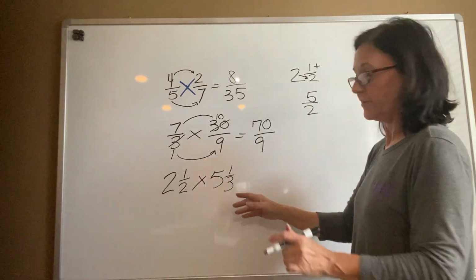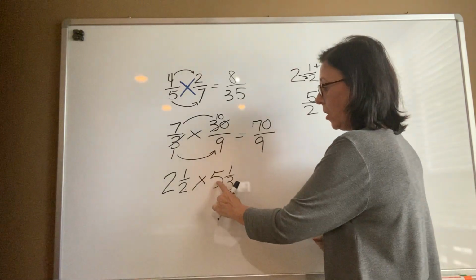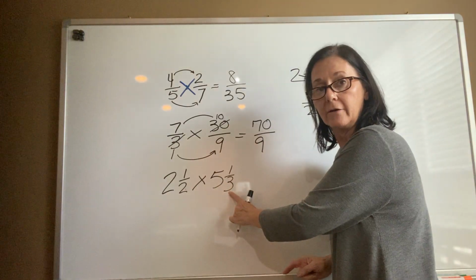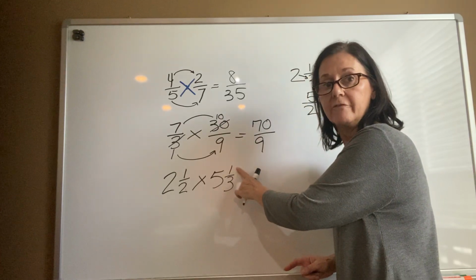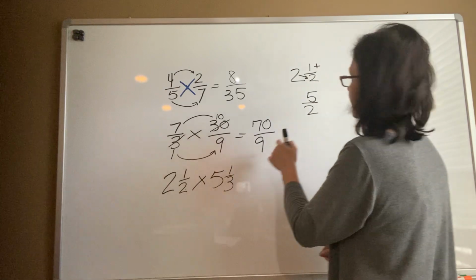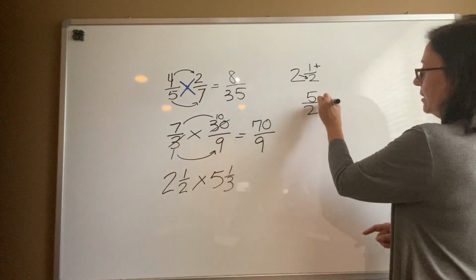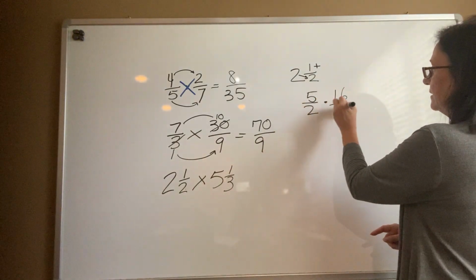All right, so let's look at 5 1/3. What did I say? Whole number times denominator. 5 times 3 is 15. Add it to the numerator. 15 plus 1 is 16. So that's times 16/3.